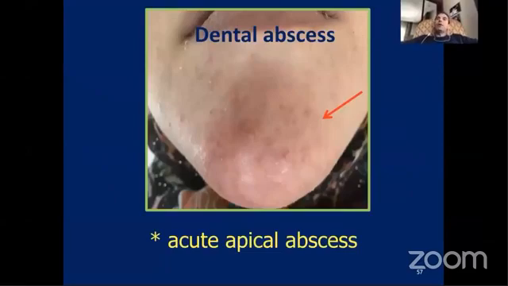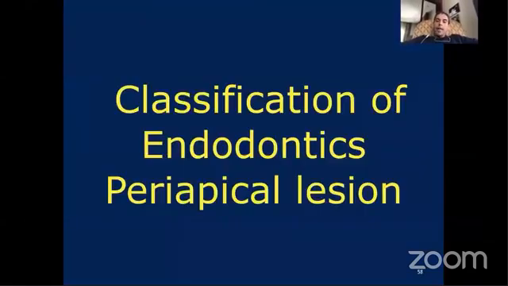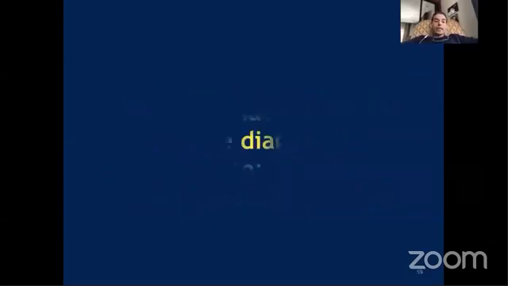And if we do not intervene, sometimes this abscess might go into causing a facial space infection or septicemia, or in rare cases, death. Because of this, we should always focus on reducing the number of microorganisms in the root canal system. Now, let's have a look at the classification of endodontic periapical lesions.